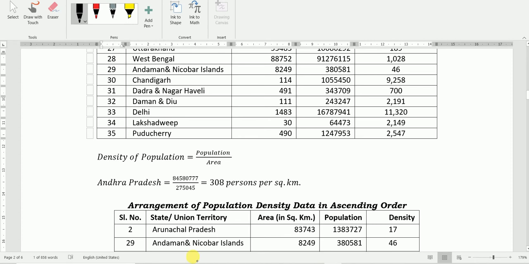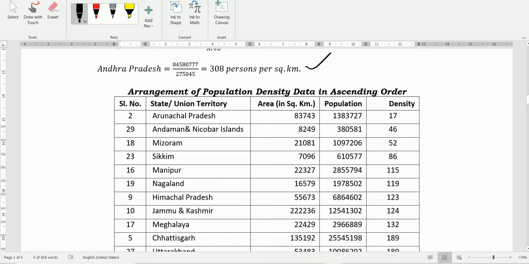And here, the formula given in your theory textbook is: density of population equals population by area. An example is also given here for the state of Andhra Pradesh. After calculating the population density of all the states and union territories, we have to arrange it in ascending order. We have to arrange the population density data in ascending order in this way. So here it is arranged.